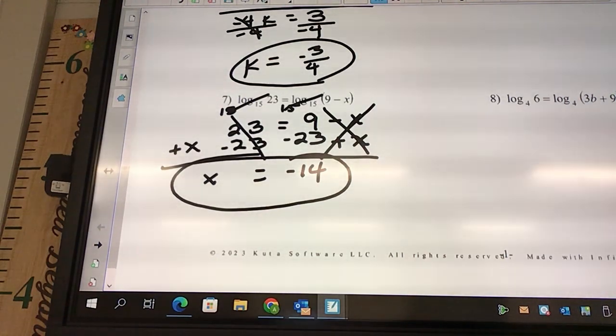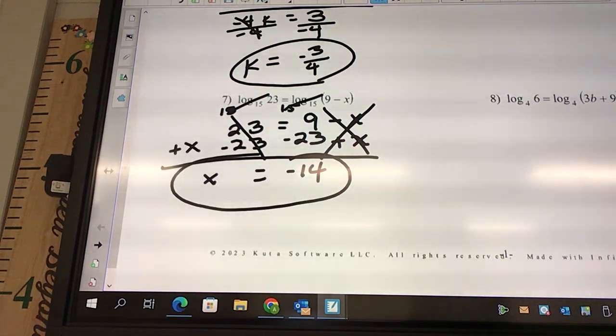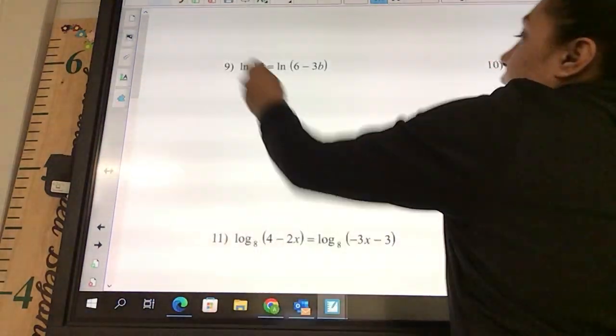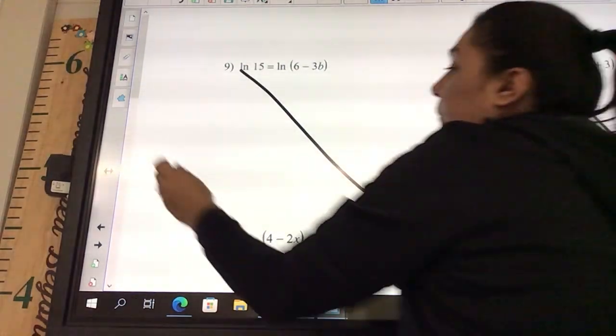We're going to cross off 9 and 10. Make sure you cross off 9 and 10.